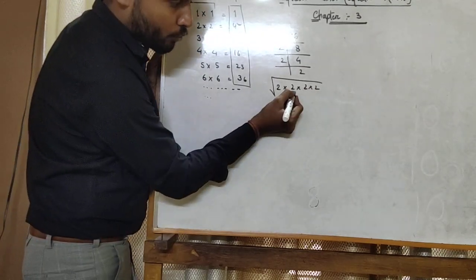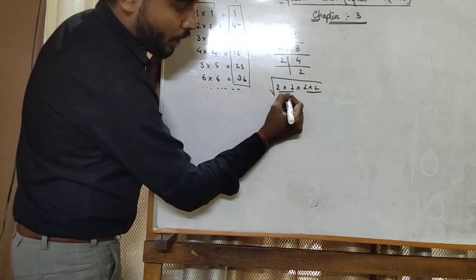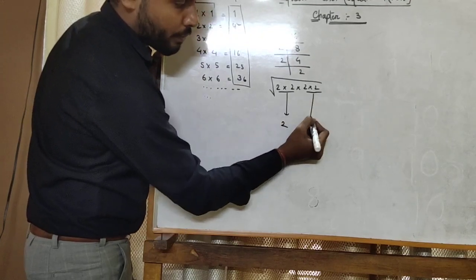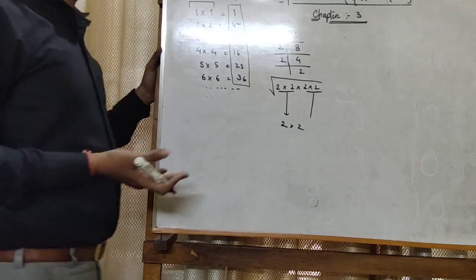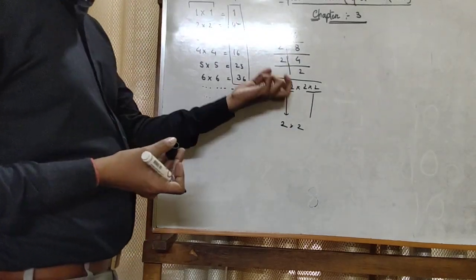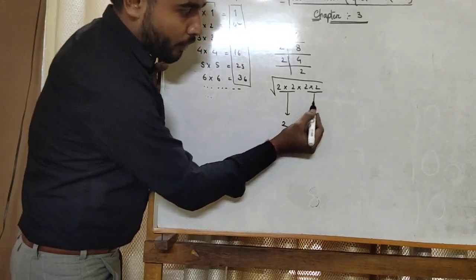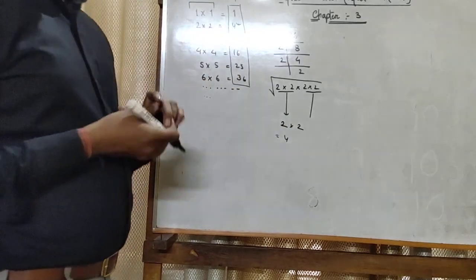Since we are finding the square root, we have to make pairs. Here this 2 forms a pair. So out of this pair, 2 will come out of the root, and out of this pair 2 will come out of the root. To make the numbers independent of the root, you need to make them into pairs. From the pair, one number will come out. Okay, so here 2 came out and here also 2 came out. 2 into 2 is 4.